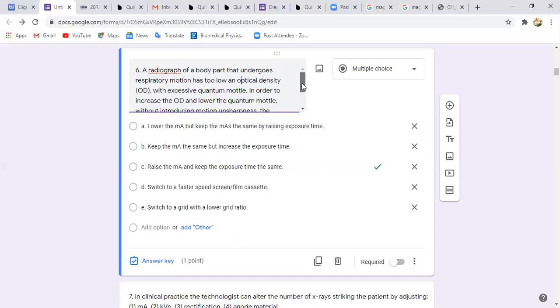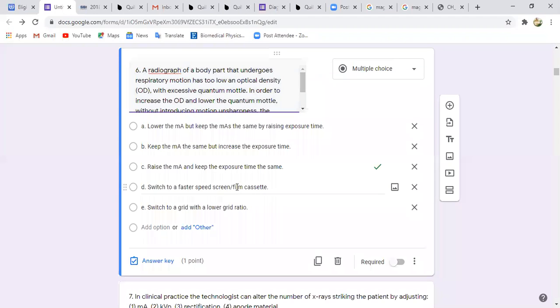And for us to make the optical density appreciable, it has nothing to do with the screen, but either the mA or the time. Of course, we can't increase the time. If we increase the time, we are bringing in more motion and sharpness issues. So it is only by raising the mA and keeping the exposure time, that's the best we can have here.